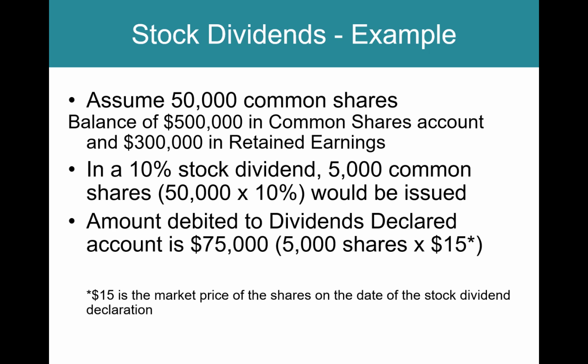So assume we've got 50,000 common shares. And the balance in the common shares account is $500,000. And we have $300,000 in retained earnings. In a 10% stock dividend, 5,000 common shares, that's 50,000 shares times 10%, would be issued. And the amount we're going to debit to the dividends declared account is going to be $75,000. 5,000 shares times the market price at that time. And I didn't tell you, but $15 is the market price of the shares on the date of the stock dividend declaration. So 5,000 times $15 gives you $75,000.